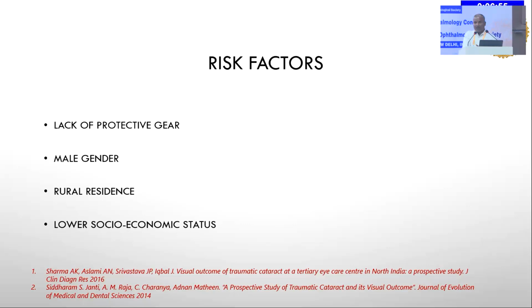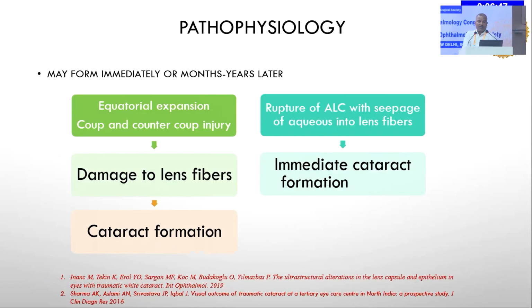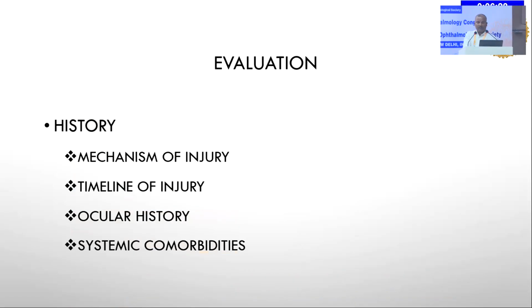Risk factors are mostly persons who work outside, male gender, and rural residents; these are more prone to traumatic cataract. Cataract can develop immediately, or it may develop later. There may be damage to lens fibers and cataract formation, or there may be just an initial capsular leak, and there is slow progression of cataract.